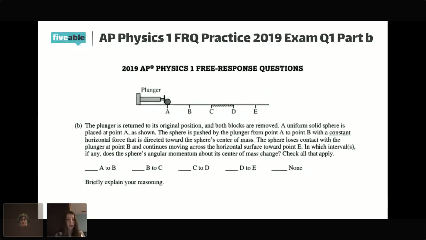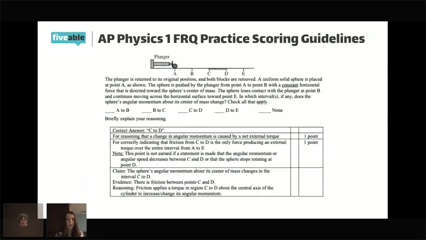So in this situation, if you have a quick overview of what momentum is and how it can be affected, you know that there needs to be a net external torque in order for momentum to change. And the only thing that looks like a net external torque in this problem is our point from C to D. So you have to not only check point C to D, but we also have to state why it's going to be changing. You have to briefly explain your reasoning to get that second point.